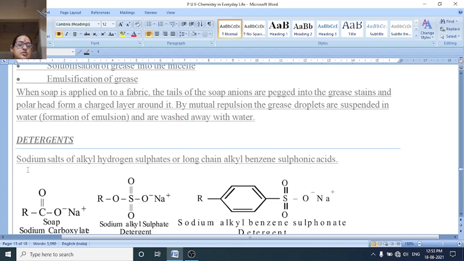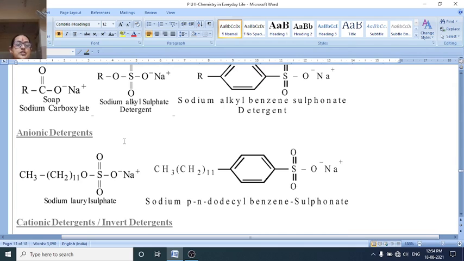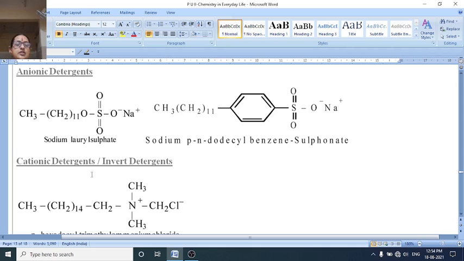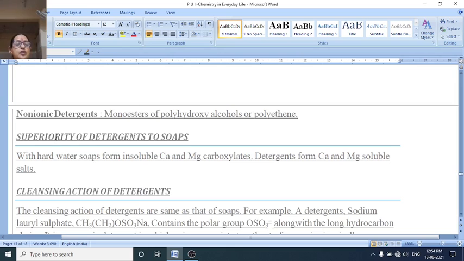Next is detergents. Sodium salt of alkyl hydrogen sulfate or long chain alkyl benzene sulfonic acid. So here are different kinds of detergents. One is anionic detergents. Here is the example of it. Next is cationic detergents, also called invert detergents. Also we have non-ionic detergents.